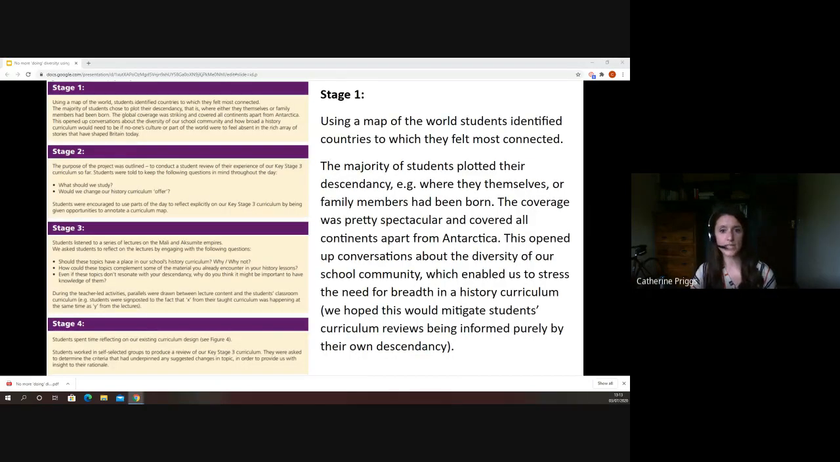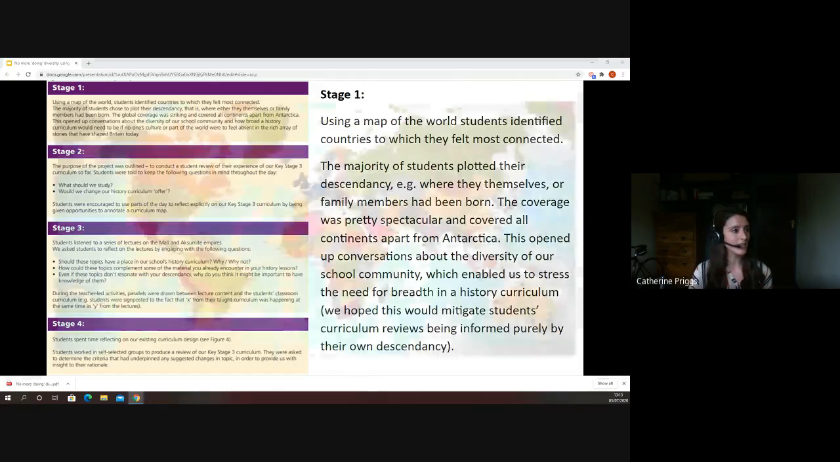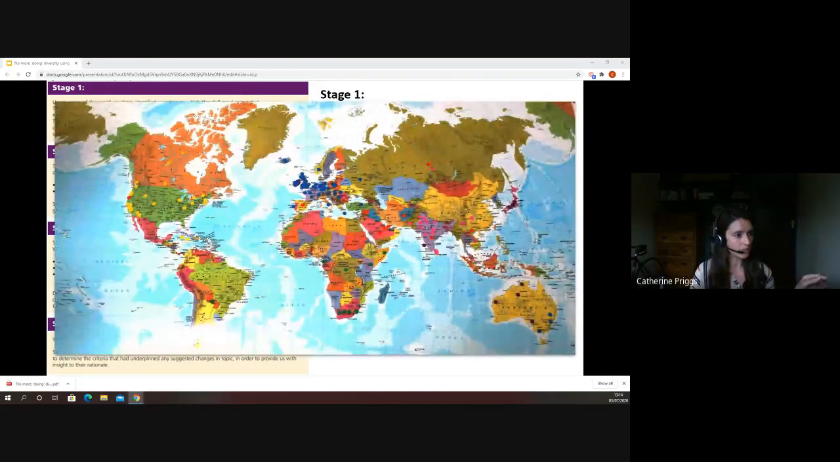So the first activity in the day saw students use a map of the world, which you've seen already, to identify countries to which they felt most connected. So you can see the map here, and you can probably just about make out all of the dots that show where students placed these kind of connections. So the coverage is pretty spectacular.